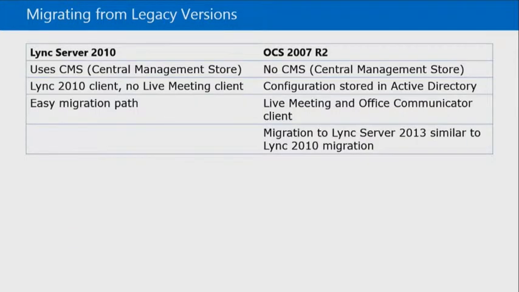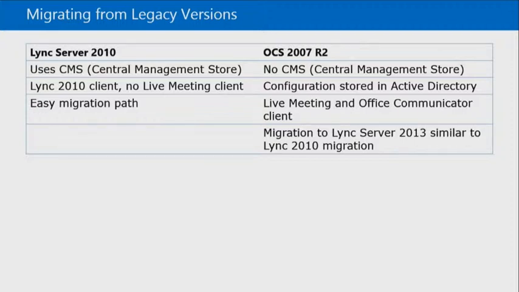When you're migrating from legacy versions, from Lync, you migrate CMS. There is no Live Meeting client. It's a much easier migration path. When you're talking about migrating from OCS R2, there was no CMS, so you've got to fix that configuration that's stored in AD and get it into CMS. You've still got Live Meeting and Office Communicator out there, and it's similar to a migration from OCS to 2010 with some caveats. We no longer have some of those migration helpers that we did.